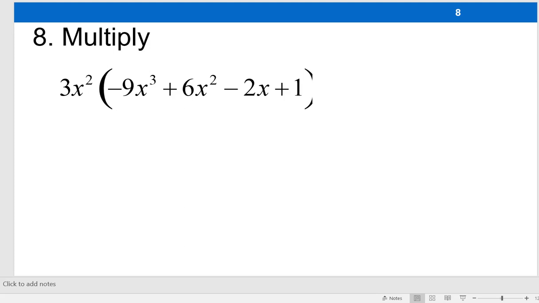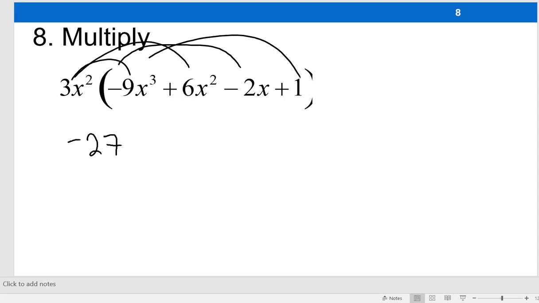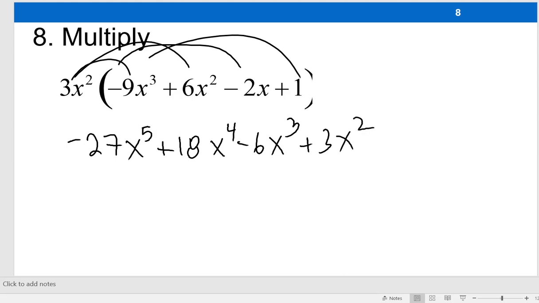Multiply, so we're going to take this 3x squared and distribute it. 3 times 9, how about negative 27? x squared times x to the third makes x to the fifth. 3 and 6, 18, x to the fourth, minus 6, x to the third, plus 3, x squared.